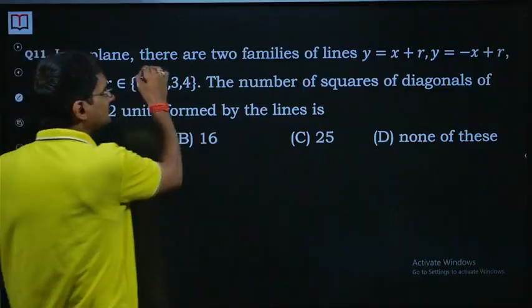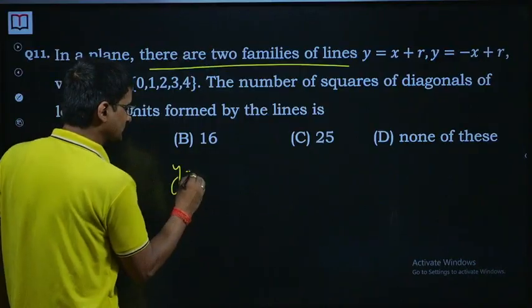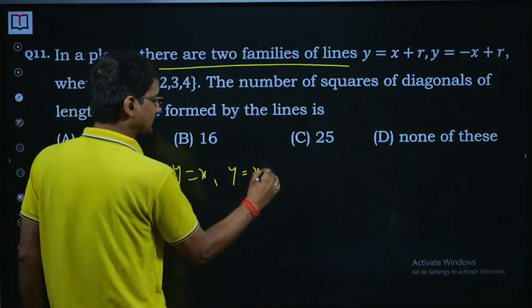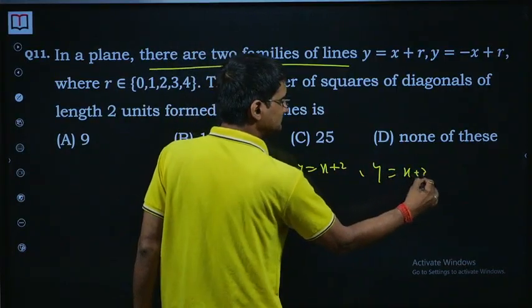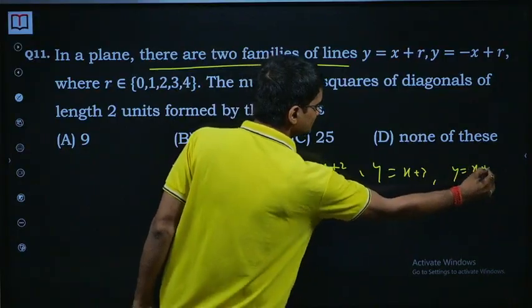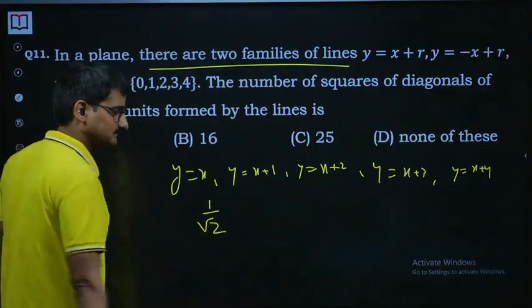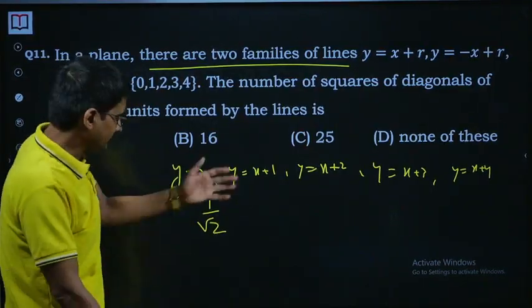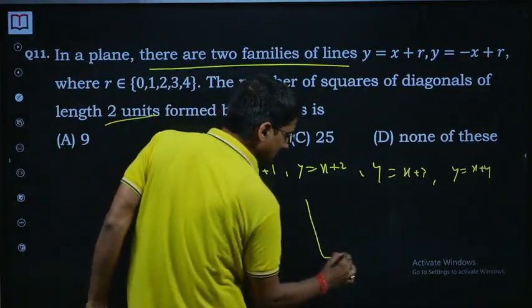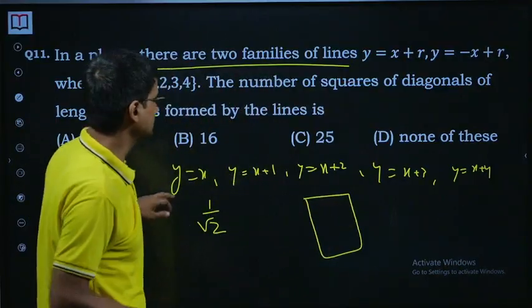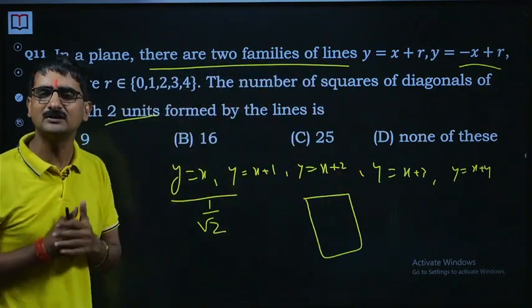In a plane, there are 2 families of lines, y is equal to x plus r. See, y is equal to x, y is equal to x plus 1, x plus 2, x plus 3, x plus 4. Okay, now the distance between any 2 consecutive lines is 1 by root 2, if I am not wrong, yeah. Now the number of squares with diagonal length 2 units. So if you select a square, this family of lines and this family of lines are perpendicular lines. So in any case, you are going to get a rectangle.